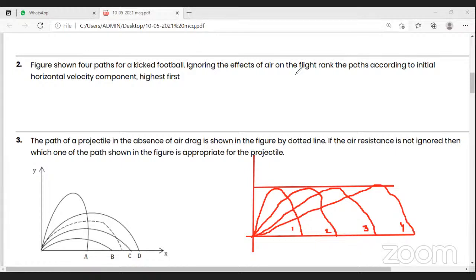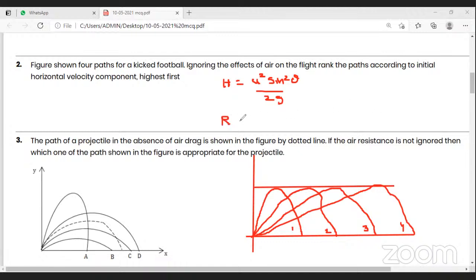Maximum height. Very good. Maximum height is the same. What is the general formula for maximum height? U square sin square theta by 2g. That means the u sin theta component is constant. H is constant, g is constant. Okay, that means u sin theta remains constant only.